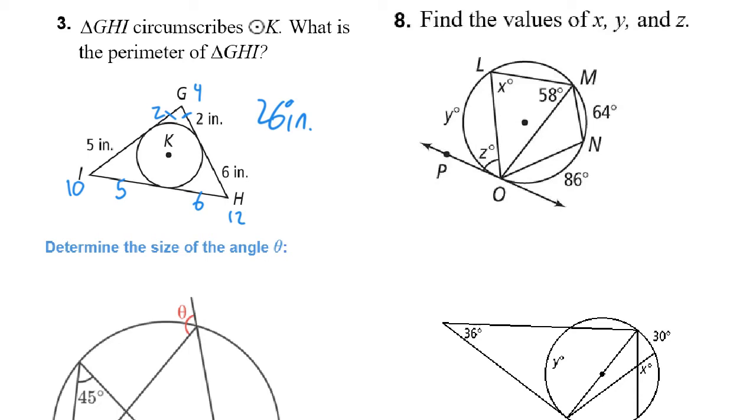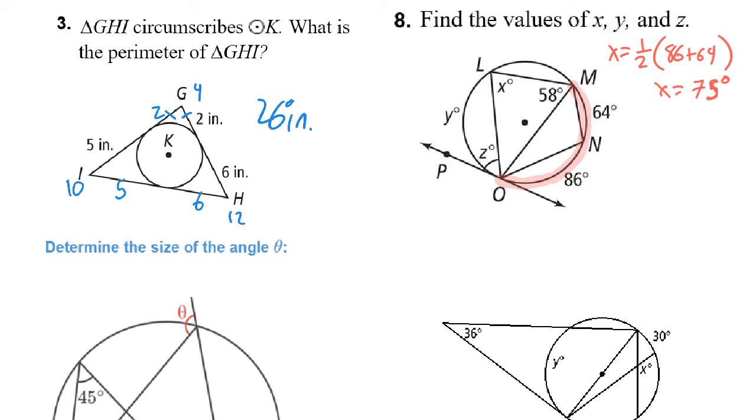X, Y, and Z. Okay, got a lot going on. Let's start with X. X is on the circle, so X is half of its arc. That arc is 86 and 64, which is 150. So X is 75, if I didn't make a mistake there. Once I get 75, I could now basically get everything, right?